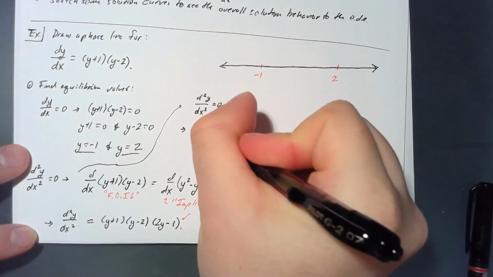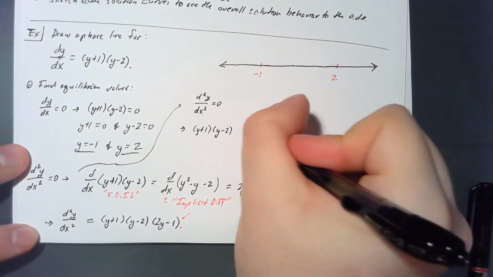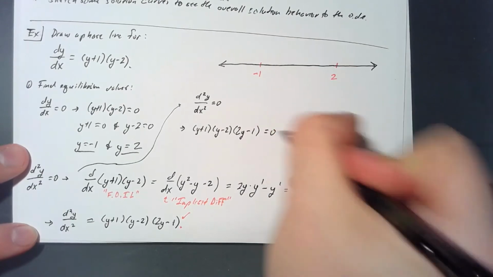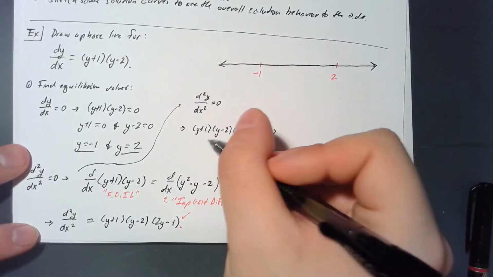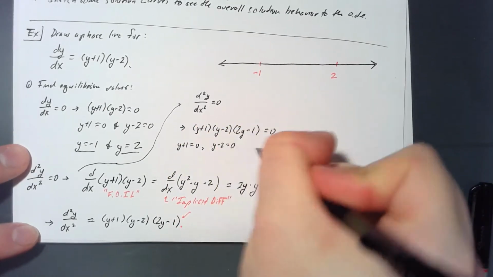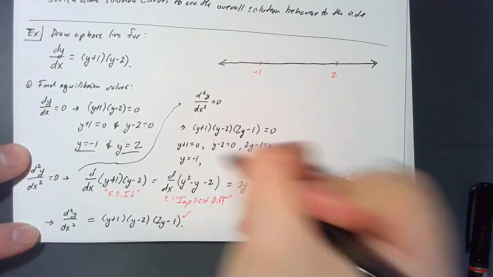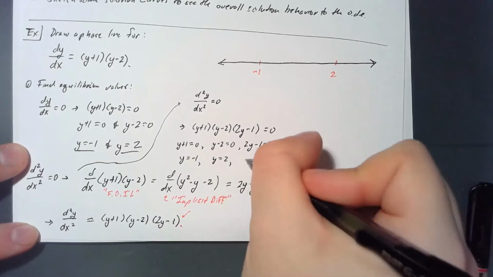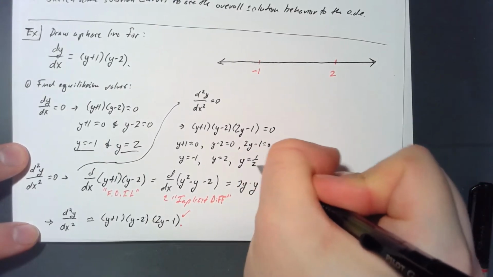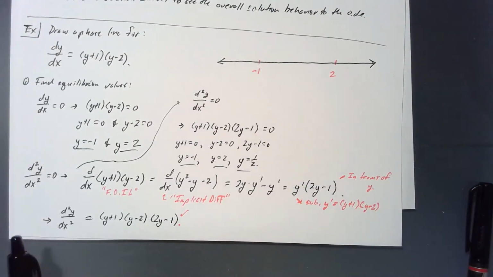So I have y plus 1 times y minus 2 times 2y minus 1 equals 0. So where is that equal to 0? Well, this is easy. y plus 1 equals 0, y minus 2 equals 0, and 2y minus 1 equals 0. So that means y equals negative 1, y equals 2, and then when you solve this for y, add 1, divide by 2, so y equals a half. All right, so these values are the equilibrium values for the second derivative.